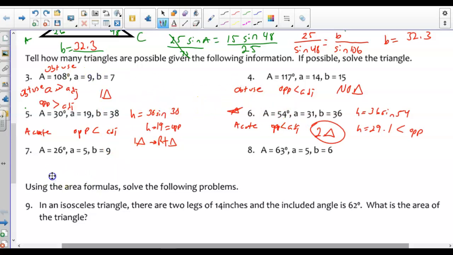But anyway, number 7, acute again. The opposite side is less than the adjacent side. So we've got to find the height. So H equals 9 sine of 26. And when we do that, we get H is 3.945. All right. And the height is less than the opposite side. So just like this one, the height is less than the opposite side, so it's two triangles. And then the last one right here, acute.